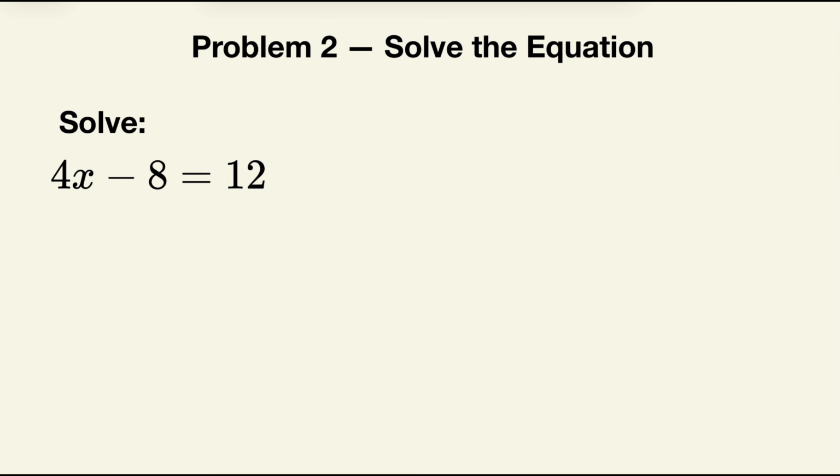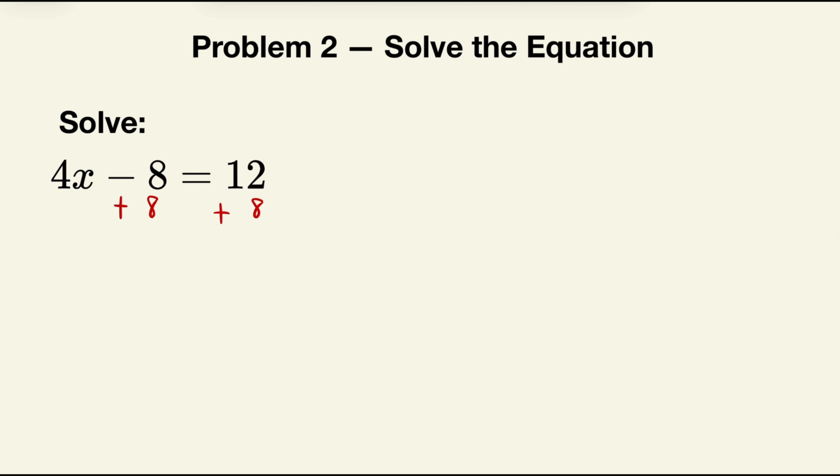Here is problem number 2. We have to solve 4x minus 8 equals 12. I will say this is a basic SOL or EOC equation. The first step we're going to take is add 8 to both sides to isolate the term with x. We'll add 8 on the left and on the right.